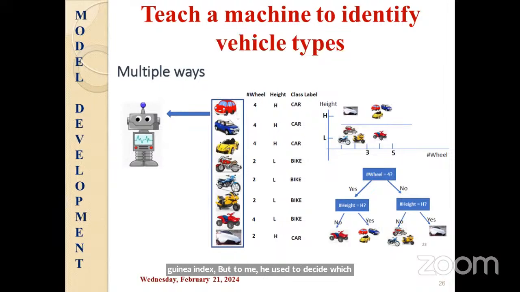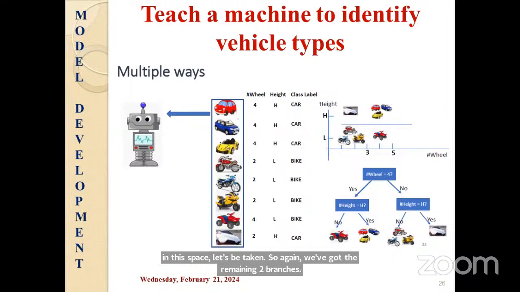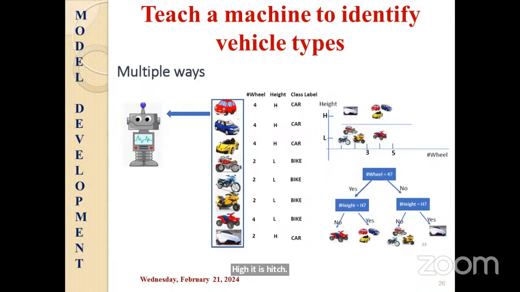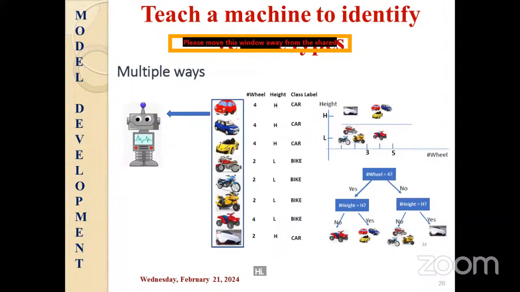Again, from wheel there may be two branches. Wheel is 4 for the yes, wheel is not 4 for the no. So one path there, one path there. Again, what will be the next feature? I'll have height. Here I've taken H: H means higher height. Higher height is there, so yes.